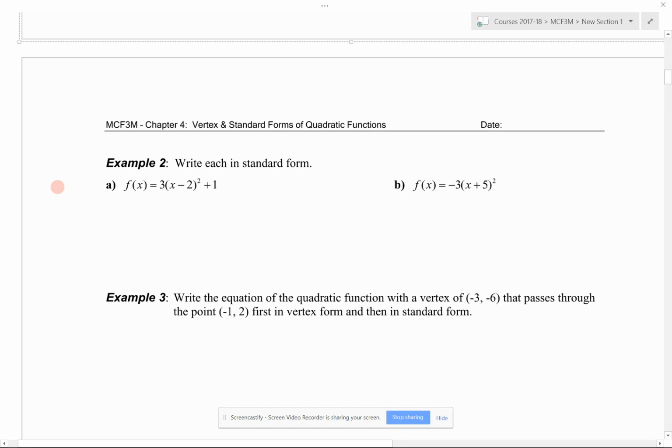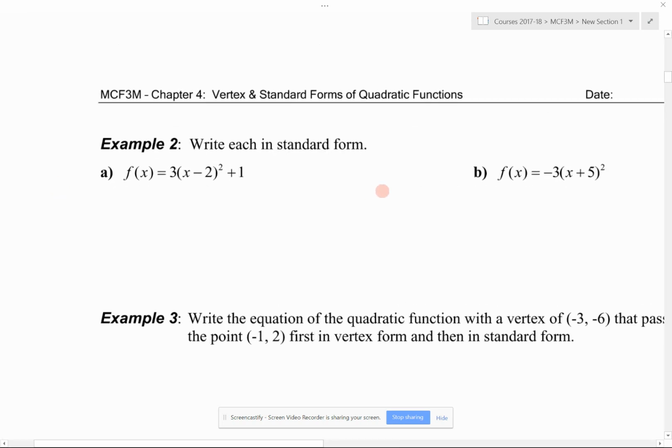So you may be asked to turn an equation in vertex form into an equation in standard form. And to do this, you're going to do the same thing like we did with the factored form equations. We would choose to expand those and simplify. So we're going to expand and simplify. Okay, so let's look at what we have here.